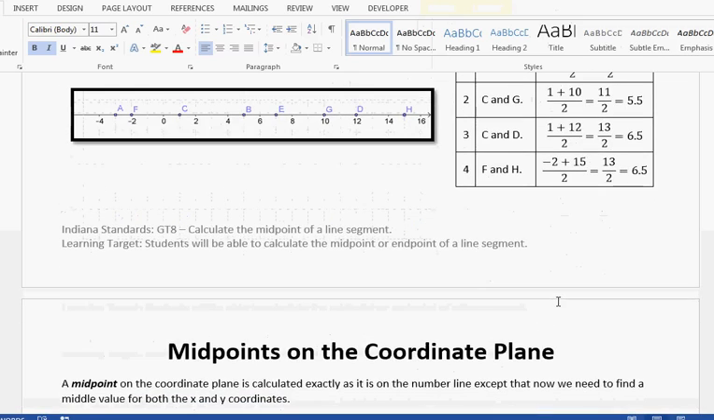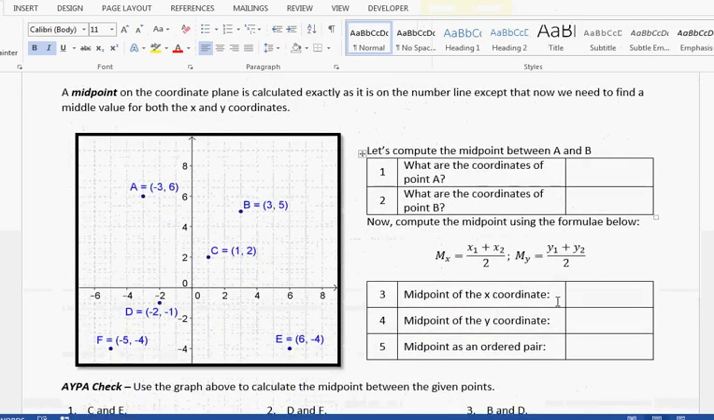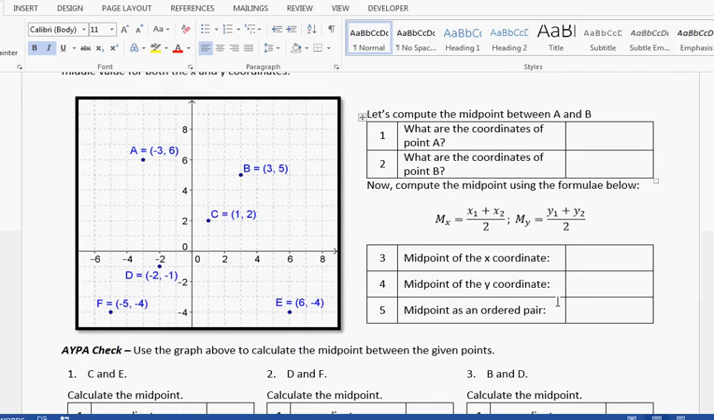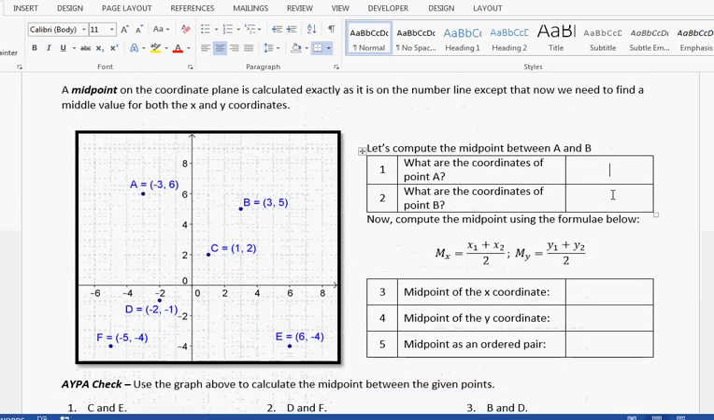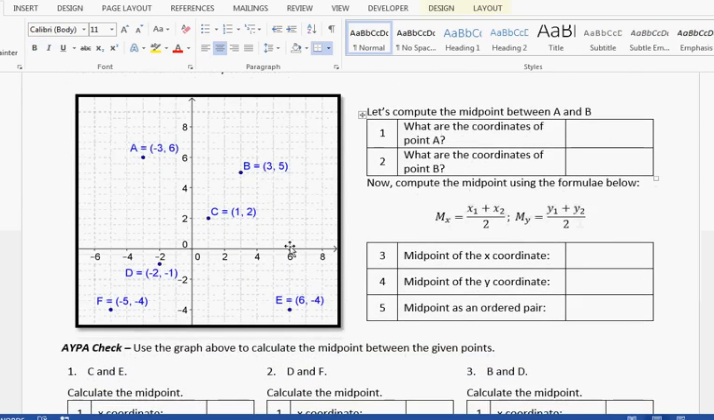Alright. Midpoints on the coordinate plane. This is a multi-step ordeal. We want to look at the coordinates of any point. So if I look at the coordinates of point A, it's -3, 6. The coordinates of point B are 3, 5. So if I want the midpoint of the x coordinate, I'm going to add the x's. That's -3 plus 3, which is 0 divided by 2, which is 0.